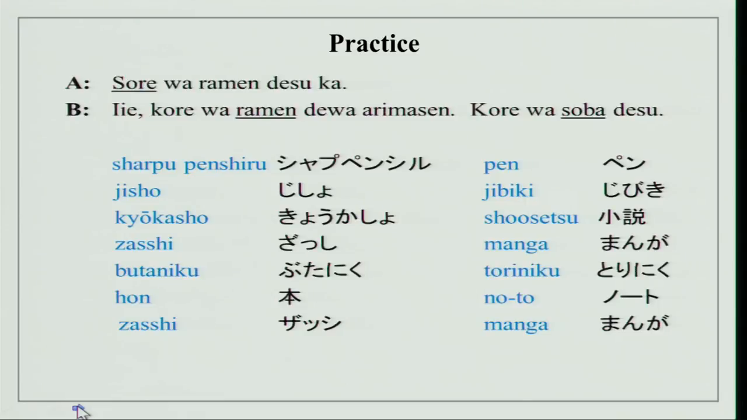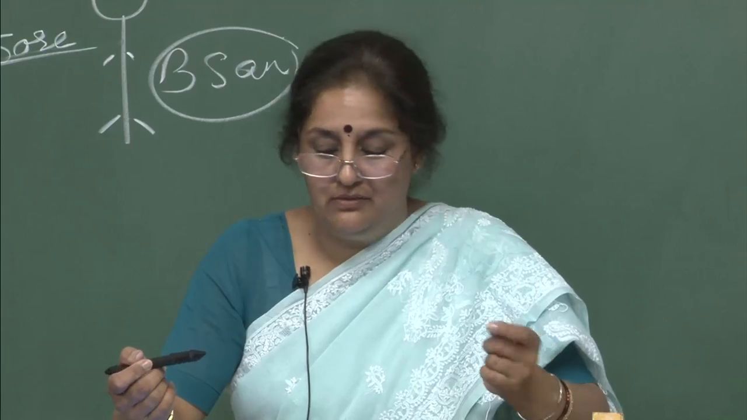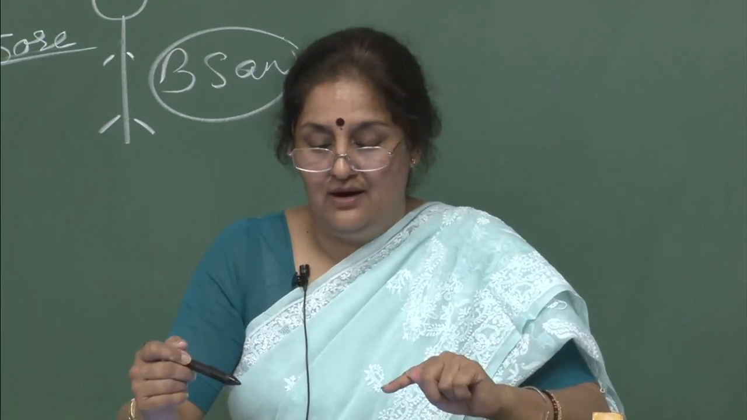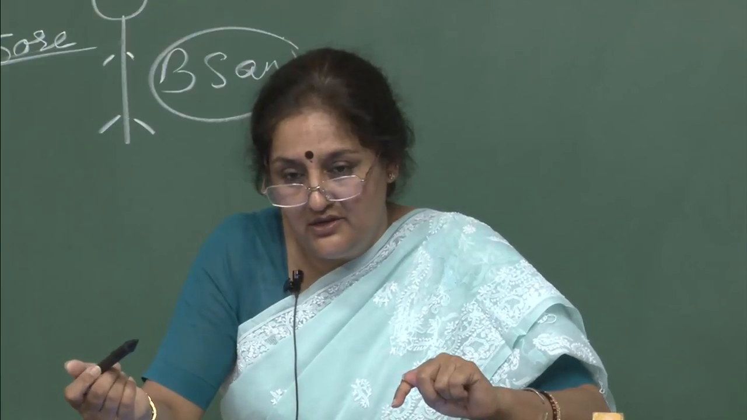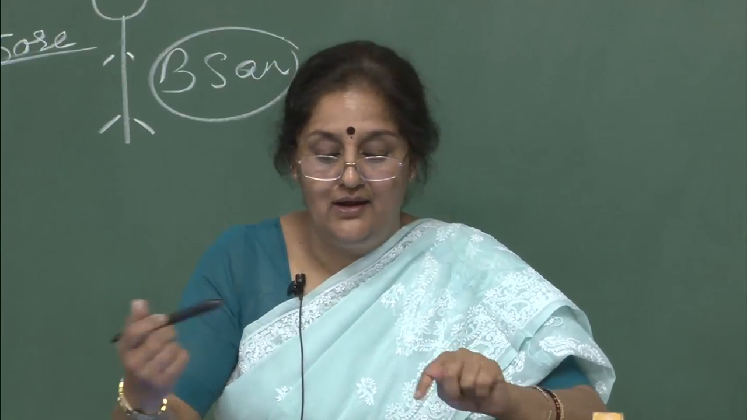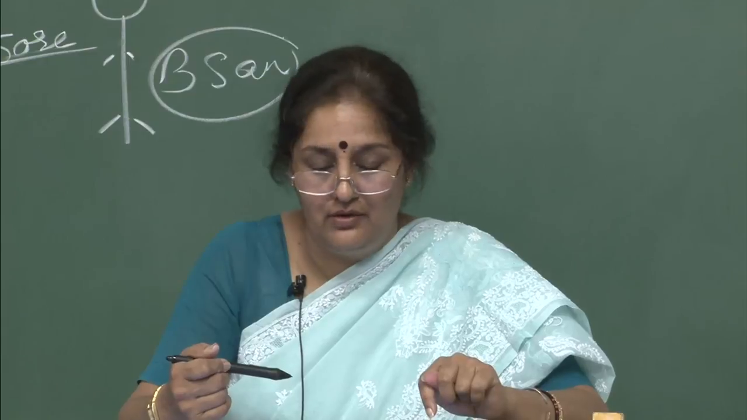Now, what you can do is you can ask about similar things as well. Sore wa ramen desu ka? Iie, kore wa ramen dewa arimasen. Kore wa soba desu. So similar looking things you can ask about. For example, you can ask about a pencil or a pen. It looks similar. So whether it is a pencil, whether it is a pen, kore wa. And again, answer could be sore wa, or sore wa, and answer could be kore wa.